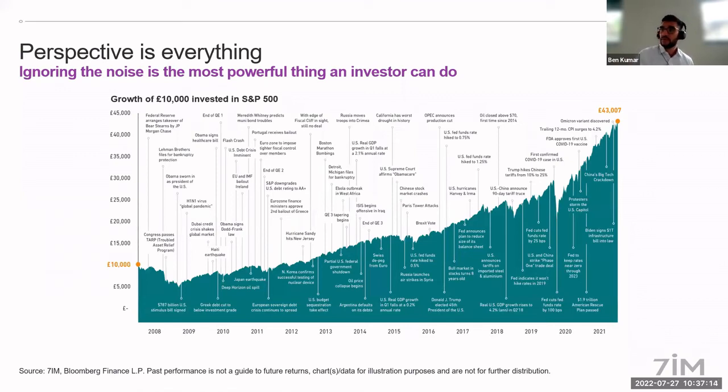But over the course of this period, over this 12, 14-year period, £10,000 has turned into £43,000. At any point, you could have been looking at something that might have scared you enough to leave the market. But had you just stuck with it, those returns do mount up over time.